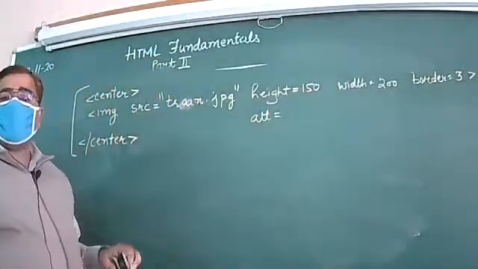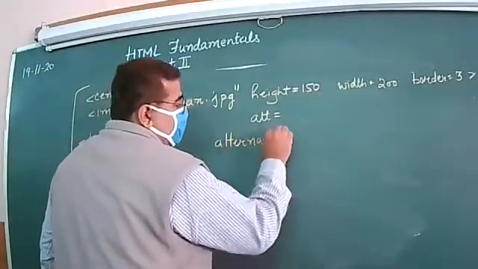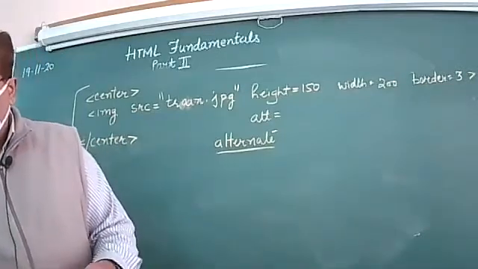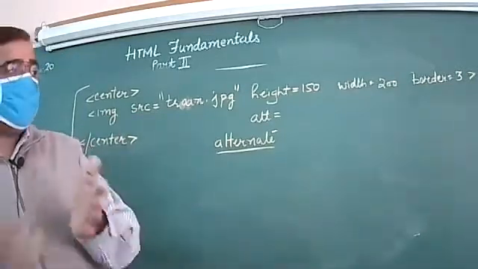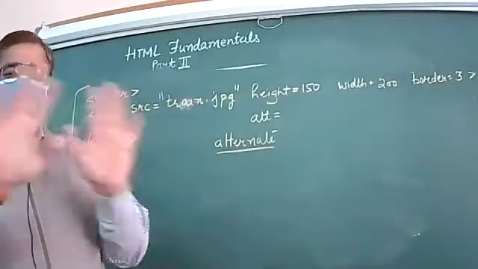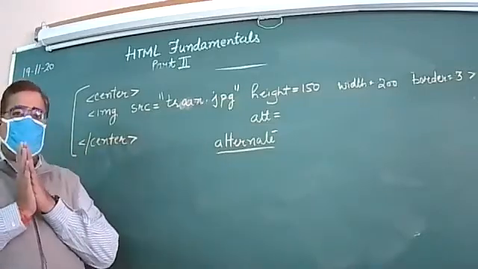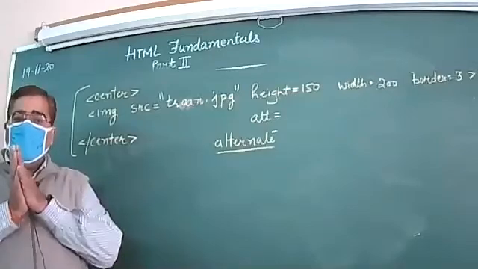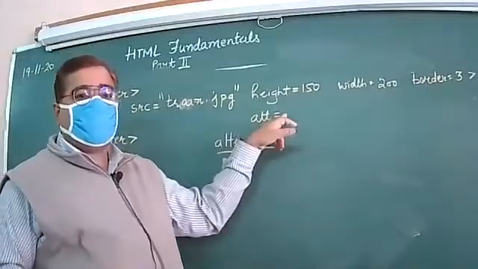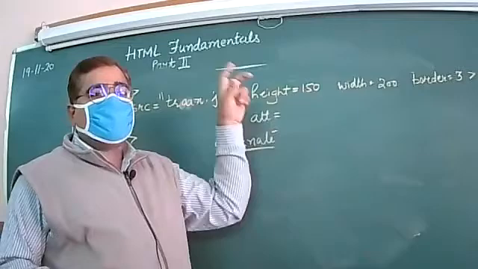Now comes the role of alt attribute. What role alt attribute plays? Alt means alternate. Suppose you want to display one image, but your browser is not recognizing that image. Your browser is unable to display that image. So what will happen? Instead of that image, an alternative text will be displayed.